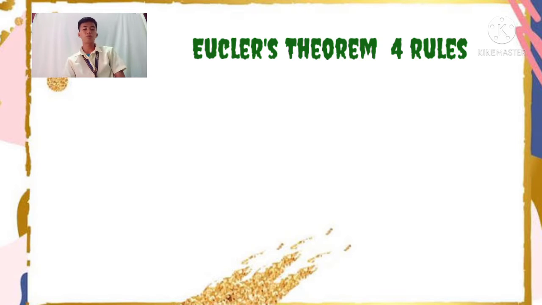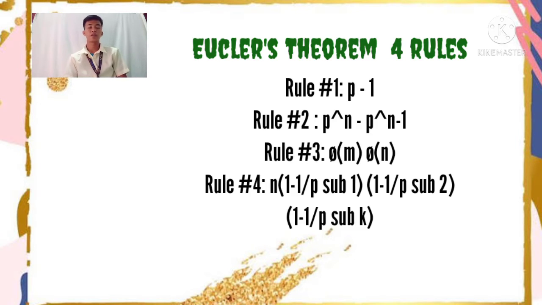But before we proceed, I want to tell all of you that Euler's theorem has 4 rules. So, what are the 4 rules? Rule number 1, p minus 1, where p is a prime. Rule number 2, p raised to n minus p raised to n minus 1, where n is a prime power. Rule number 3, the totient of m times the totient of n. Rule number 4, or the last rule, is the most applicable rule.